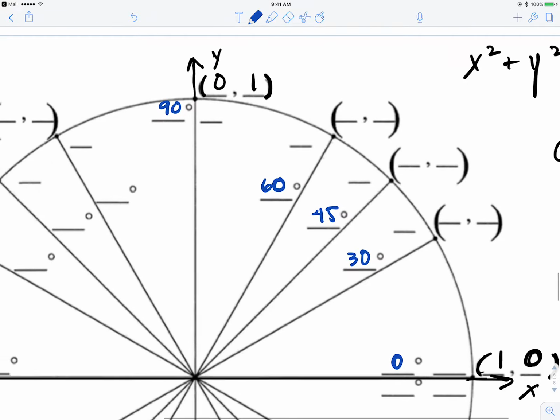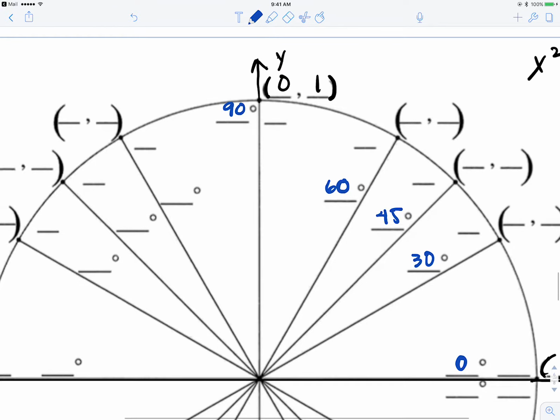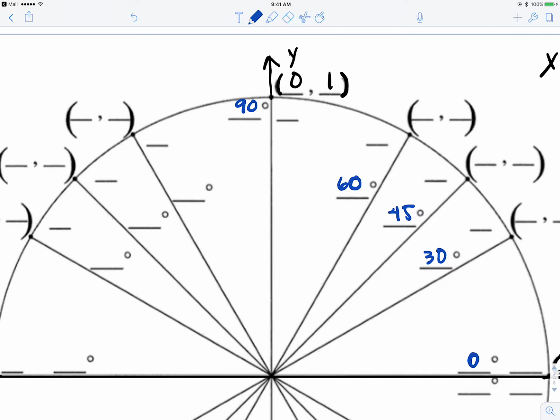So we're going to use symmetry to help us figure out the angles in quadrant 2. So notice that going from 60 to 90 degrees is how many degrees? 30. So what do we think this next angle here will be? 120. We just have to add 30 degrees.